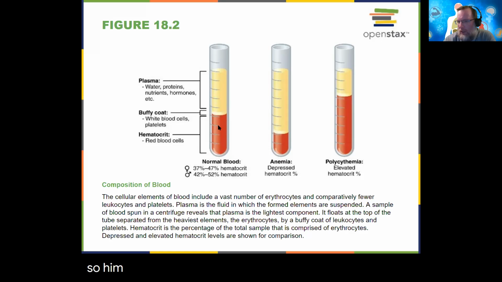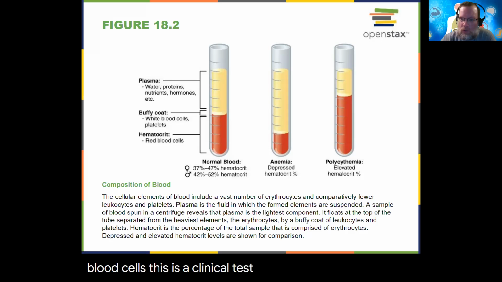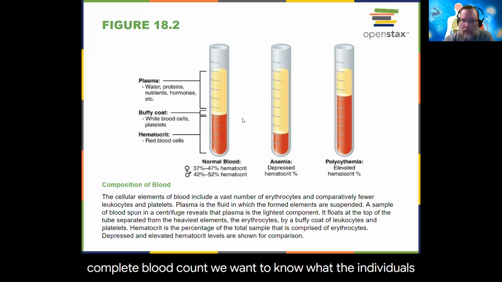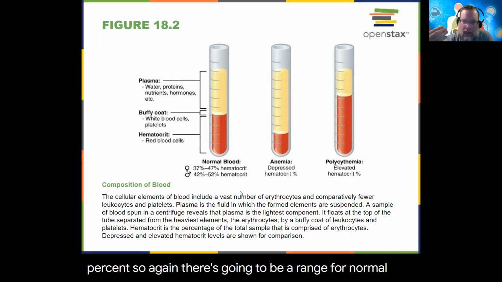Okay, so hematocrit, that's going to be the percentage of red blood cells. This is a clinical test that we do when we do a complete blood count. We want to know what the individual's hematocrit is. A normal hematocrit should be right around 45%. Now, for females, it can be a little bit lower and still be in the normal range, 37 to 47%. So again, there's going to be a range for normal hematocrit.